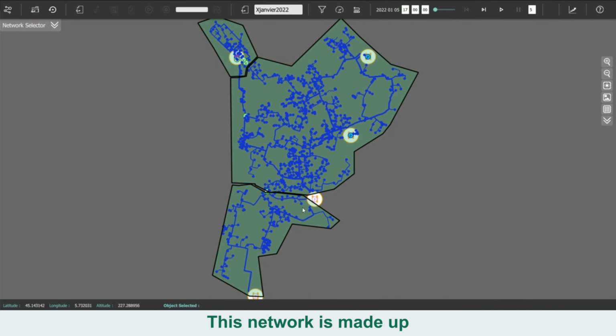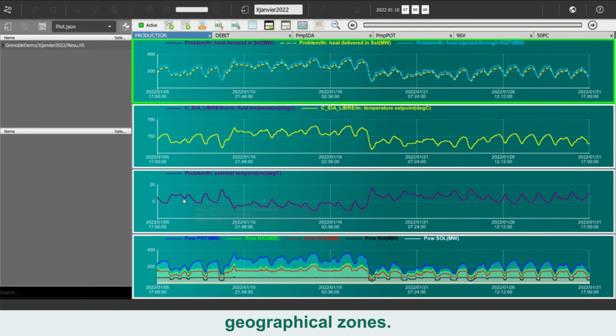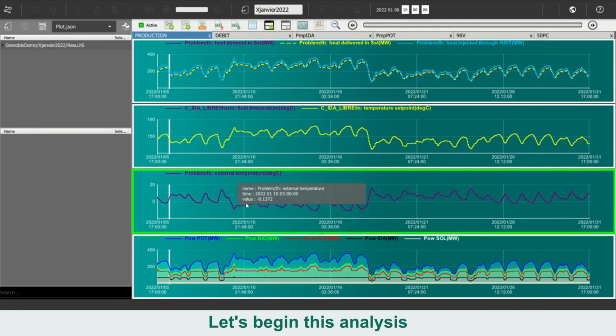This network is made up of 3 geographical zones, all hydraulically connected, but each with independent differential pressure management. The network is fed by 5 main production sites, some of which are at the interface between 2 geographical zones. Let's begin this analysis by observing some interesting temporal evolutions during the month of January.